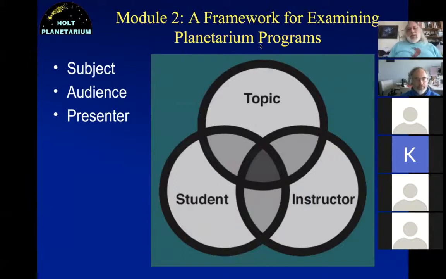So in transitioning into part 2 of the Planetarium workshop, we're going to deal with the 3 aspects that it's good to think about when you're doing interactive planetarium shows: the subject or topic, the audience or student, in the case of public shows or school shows, and then the presenter or the instructor, depending on which way you want to think of that.